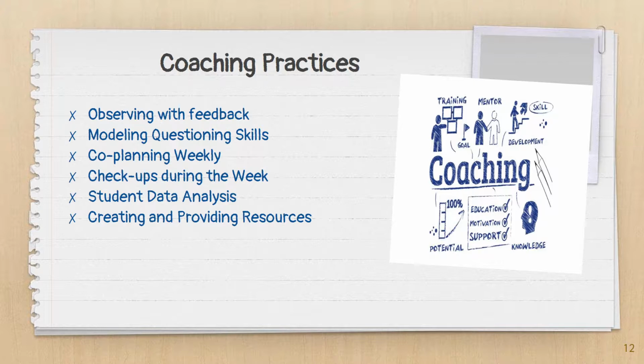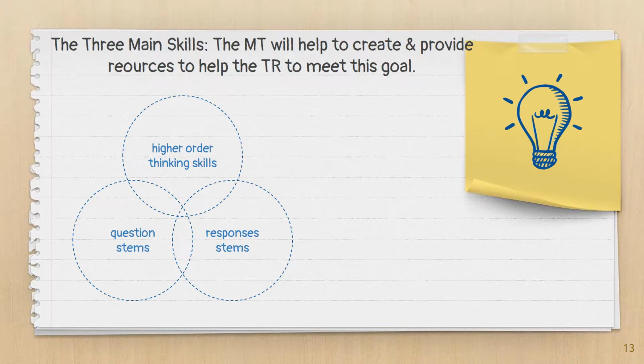We will also look at the student data and analyze things, and I will teach her how to better analyze student data by grouping different things and being able to look deeper instead of just, is it right, is it wrong, what did they provide, and what areas do they need more work with. And also my plan for coaching is to help create and provide her with resources. So the 3 main skills that the master teacher, myself, will need to create and provide resources for: the higher order thinking skills, question stems, and response stems.